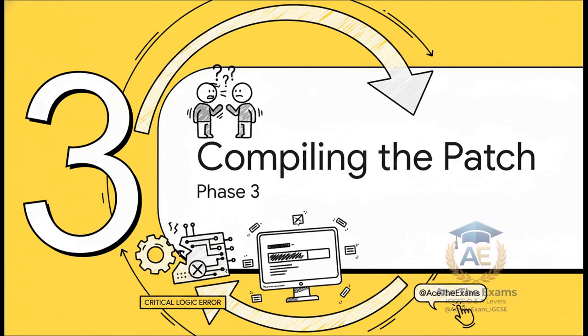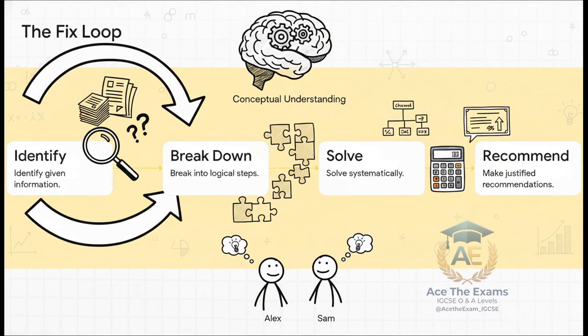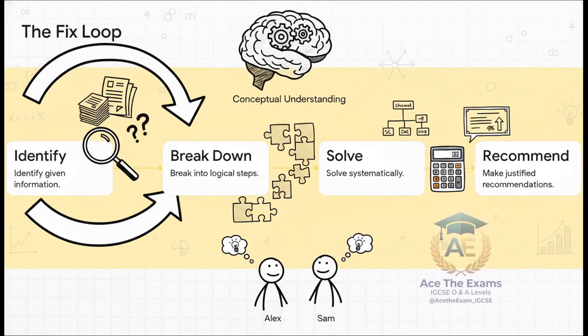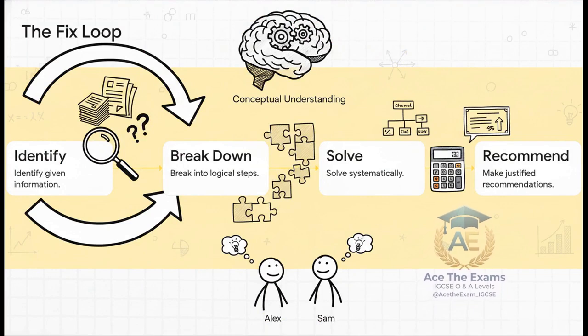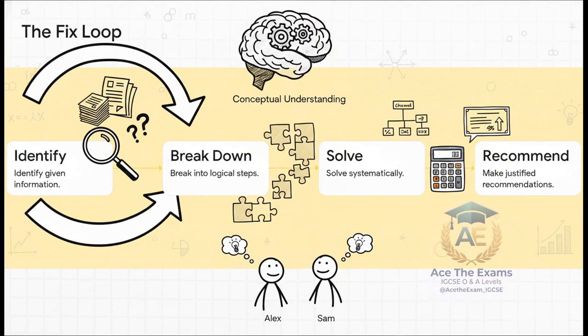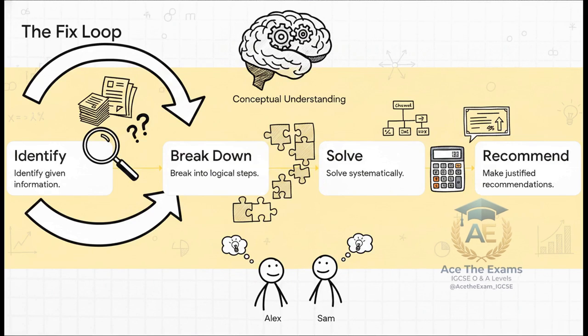All right, back to the terminal. Okay, so our developers, Alex and Sam, have just hit a wall. They encountered a critical logic error mid-argument. To patch this, we are deploying the deconstruct, solve, evaluate loop. This is basically your PEEL syntax structure for accounting.